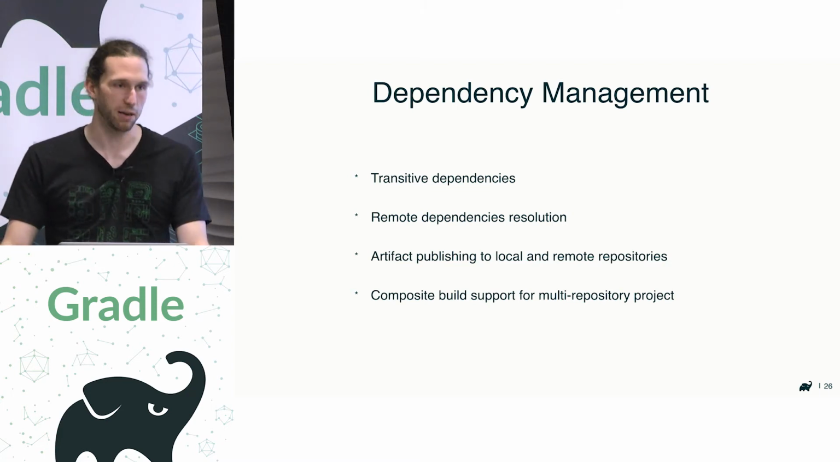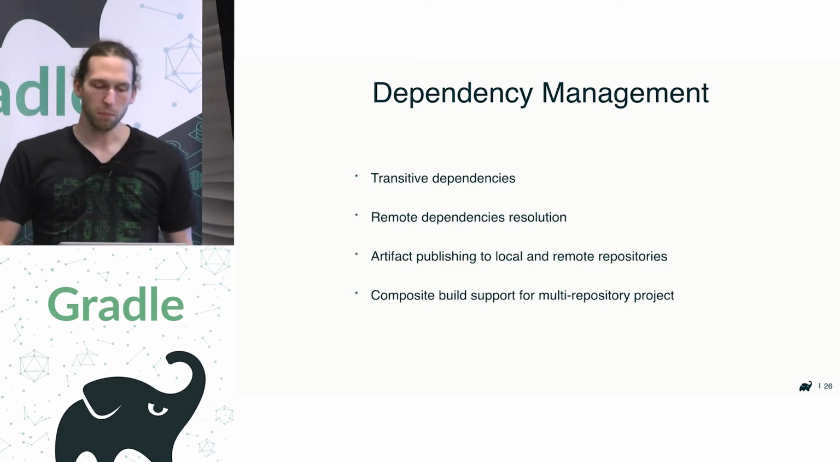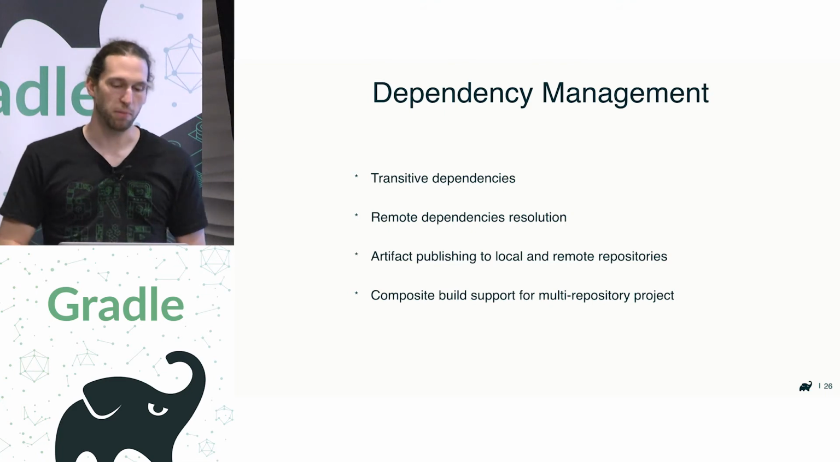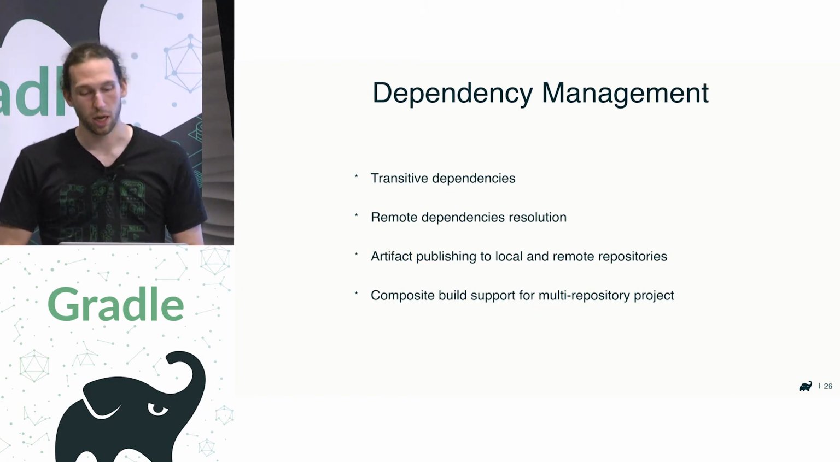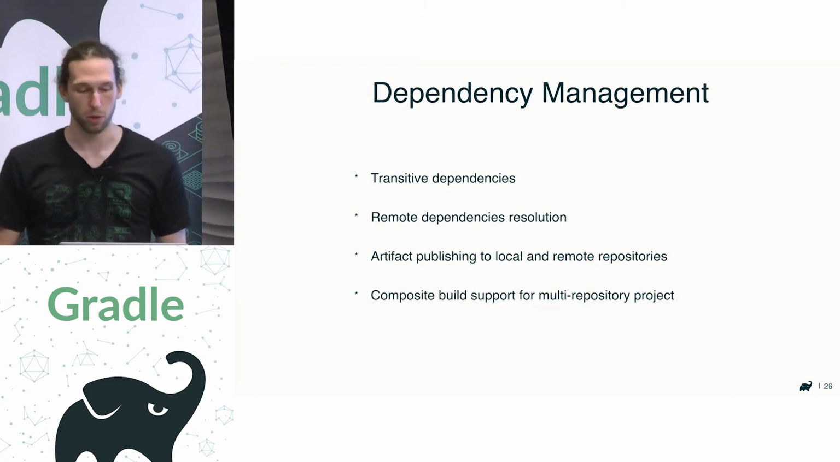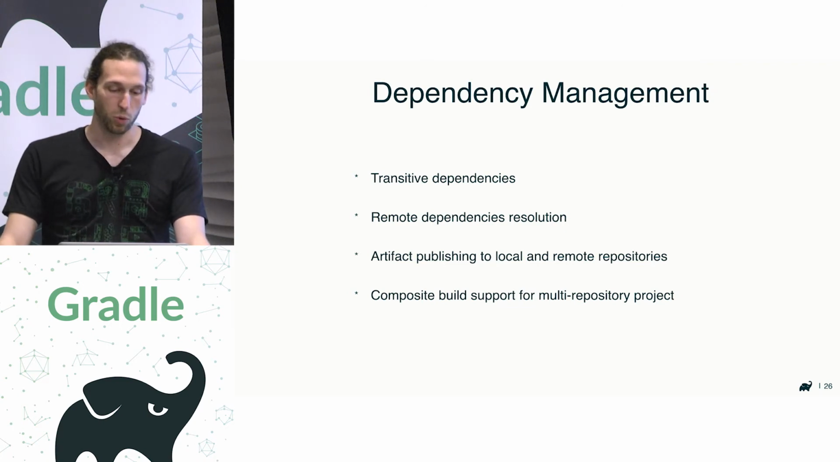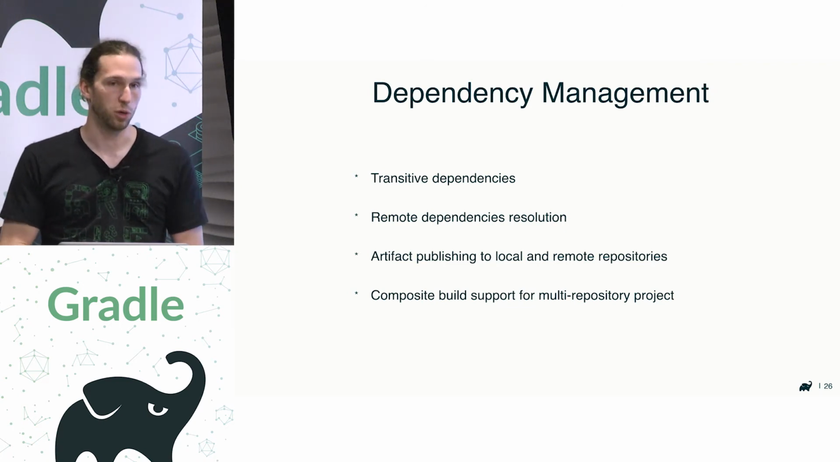We've only been working at it for a couple of weeks now. But we're talking about including transitive dependency with exclusion rules, the remote dependency resolution, artifact publishing to local and remote repository, composite build support for multi-repo. With this effort, we're rolling out the feature right now.